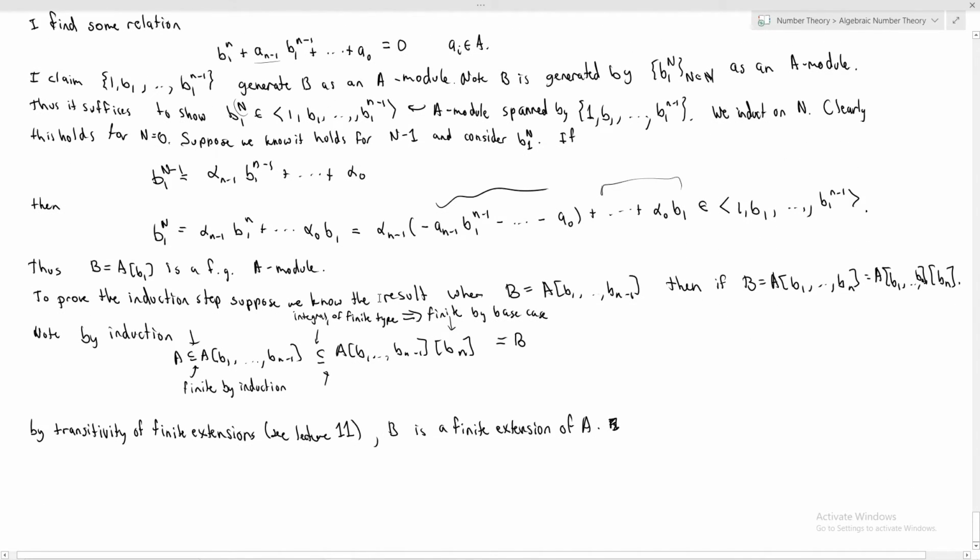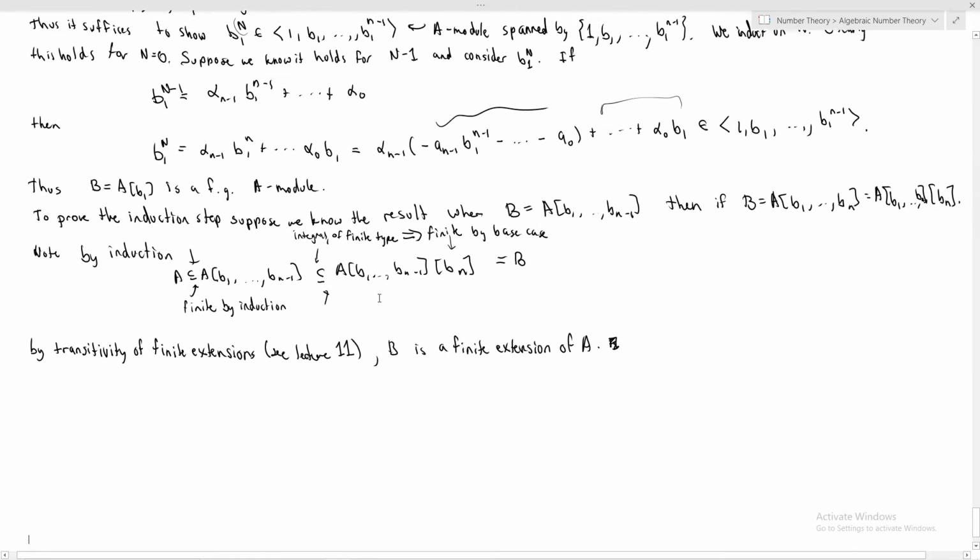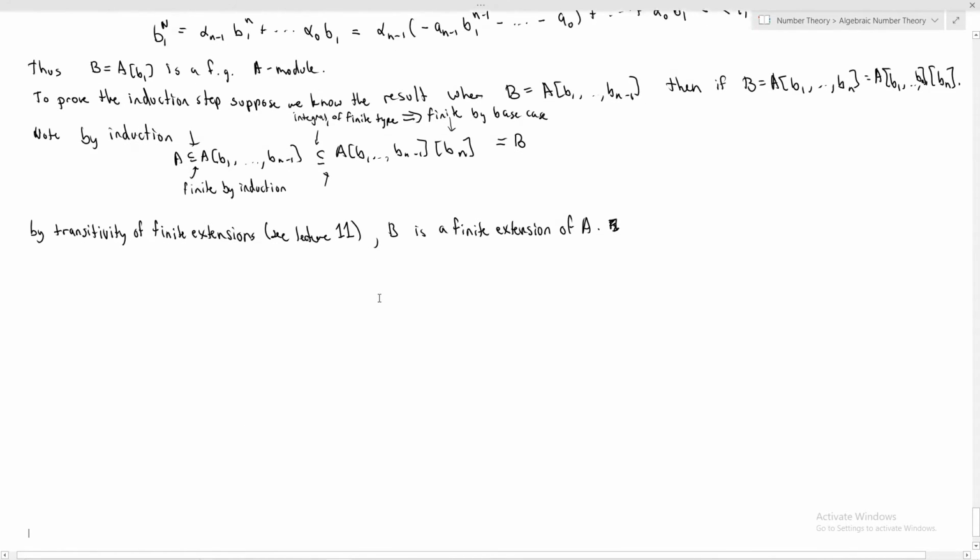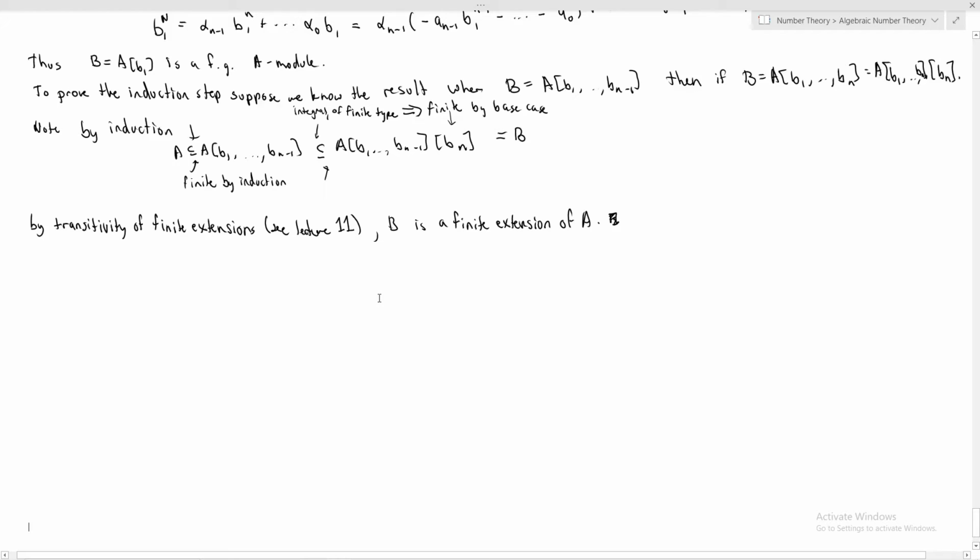Okay, so I guess there are a couple questions. One is, why is this result useful? Why do we care about something like this? And number 3, the first thing I want to talk about is a couple corollaries.